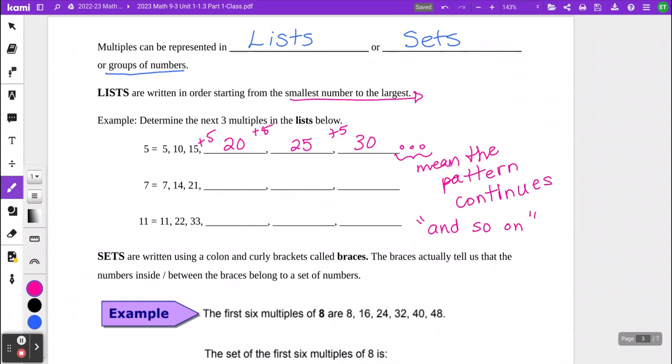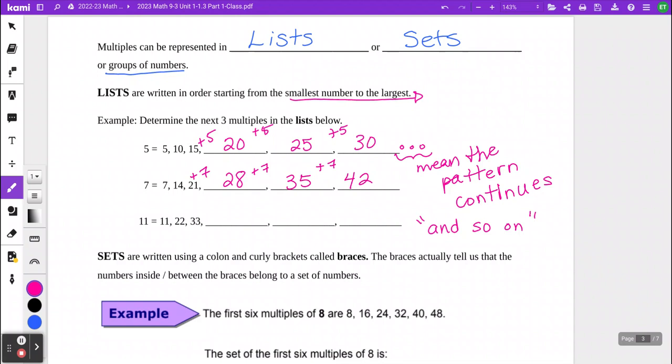We're going to look at the number 7 and do the exact same thing. So 7, add 7, we get 14. Add 7, we get 21. Add 7 more and get 28. Add 7 more, 35. Add 7 more, 42.